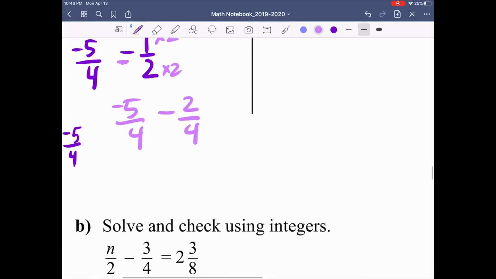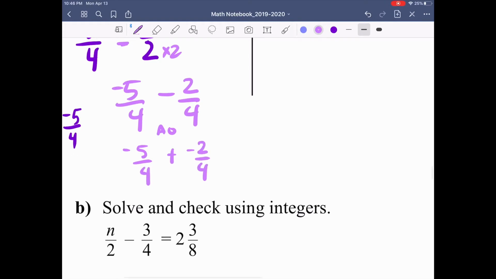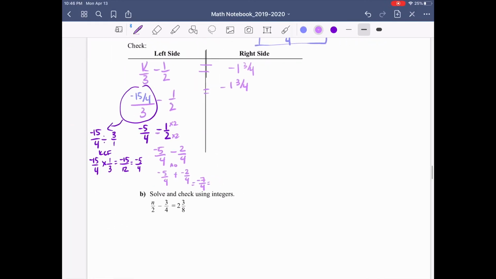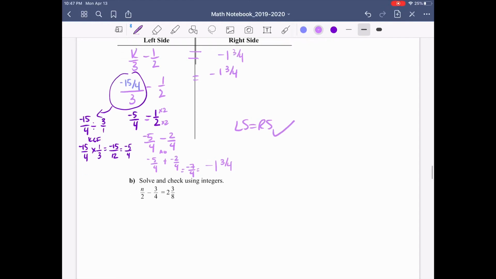When you're subtracting integers, you want to do AO. So negative 5 over 4, add the opposite, which is negative 2 over 4. And this gives you negative 7 over 4, which is negative 1 3/4. So then our left side does equal our right side, which means that we did our answer correctly.